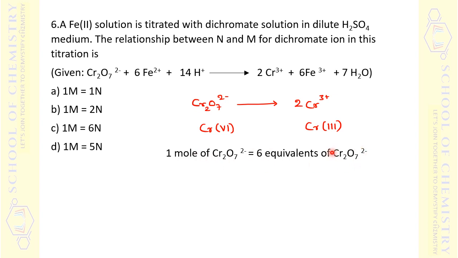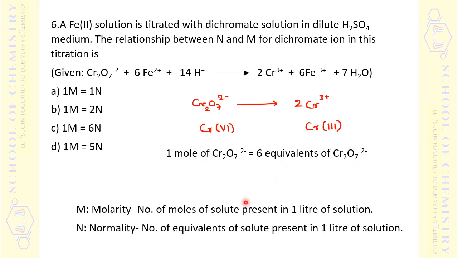If we know this relationship, and if we further know what molarity and normality are: molarity is nothing but the number of moles of solute present in 1 liter of solution. How many moles are there in 1 liter, that is called molarity. Normality is the number of equivalents present in 1 liter of the solution. Because 1 mole is equal to 6 equivalents, if you take a 1 molar solution, it is obvious that you will have 6 equivalents. 6 equivalents means it will be equal to 6 normal. So the ultimate conclusion is that a 1 molar solution should be equal to a 6 normal solution.